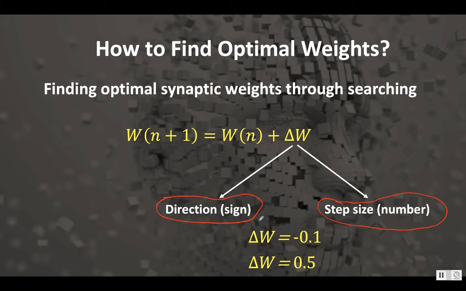What does the sign mean? It means either a positive value or a negative value. And the step size is, for example, whether you want to do plus 0.1 or minus 0.1. If you know the sign and you know the number, you can know the updated weight. So we need to determine two things: one is the sign, and the other is the number, the value. If we can determine these, we know in which direction we should adjust the synaptic weight.